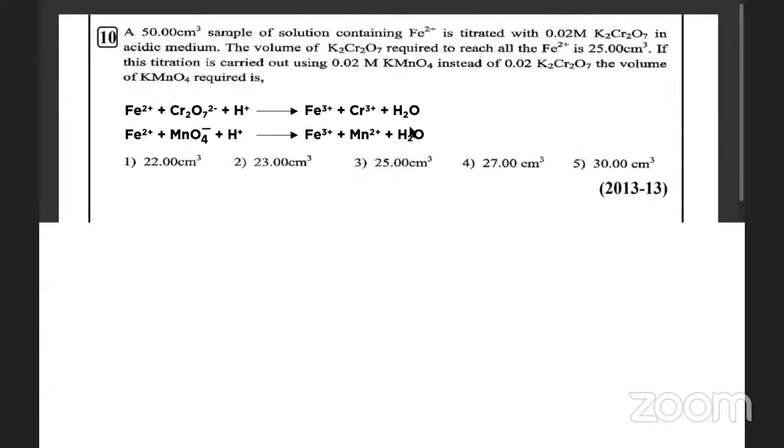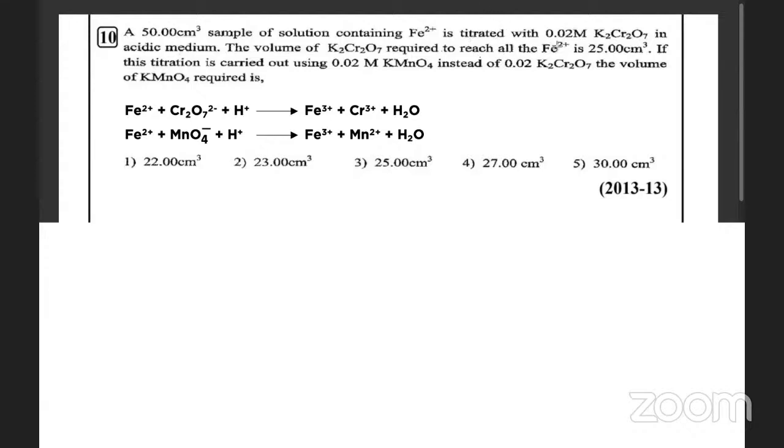The first question. A 50 centimeter cube sample of a solution containing Fe2+ is titrated with 0.02 M K2Cr2O7 in acidic medium. So when they say titrated, they are trying to find out the concentration of this one, the unknown concentration. They have given the volume of that. The concentration is not mentioned, so we are going to find it. The volume of K2Cr2O7 required to react with all Fe2+ is 25 centimeter cube.